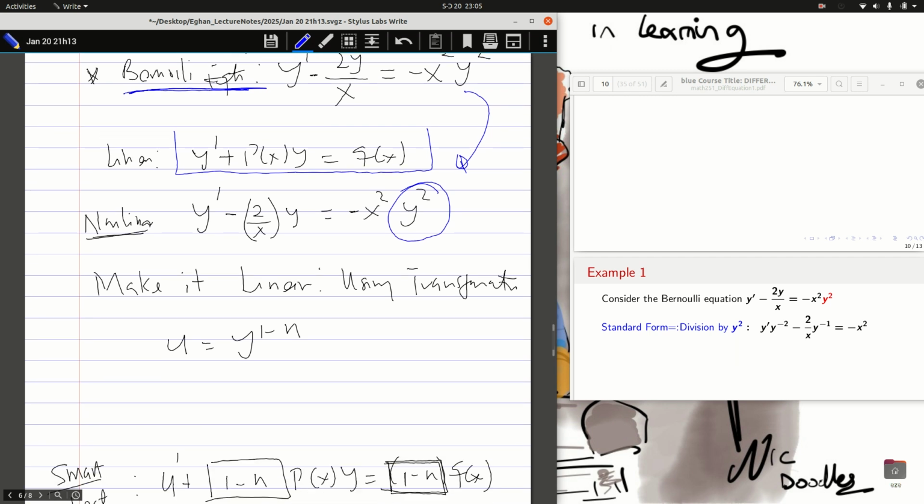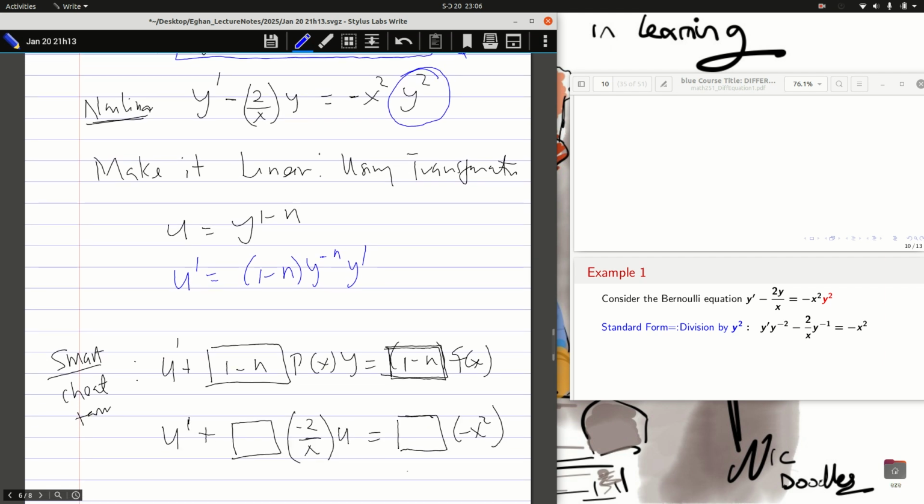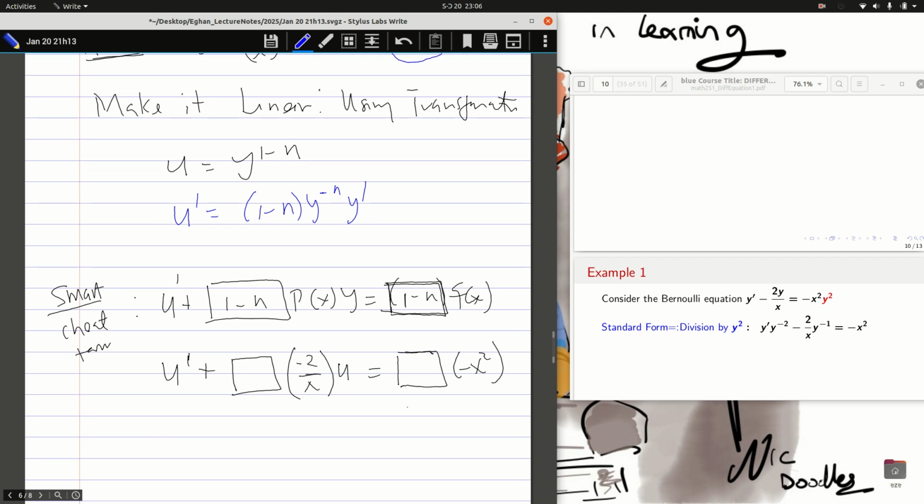Okay, so the idea is to make it linear using the transformation u equal to y to the power 1 minus n, and then y prime we know is going to be (1 minus n) y to the power negative n y prime. This is what we would have used. But assuming you want to use the cheat form or the smart way, it says don't worry about this whole transformation thing. What is needed is this guy here, or this one.